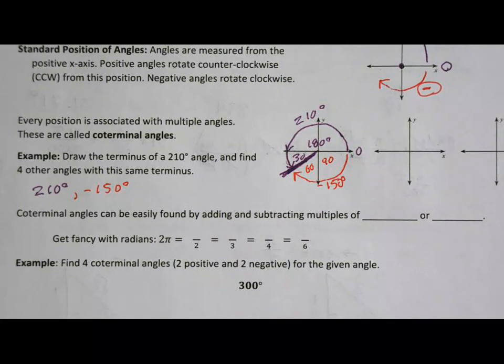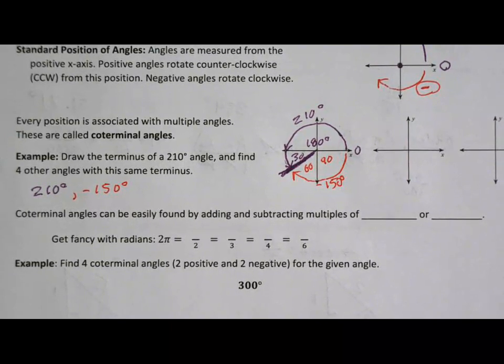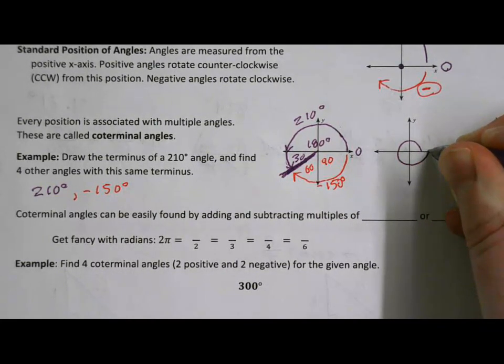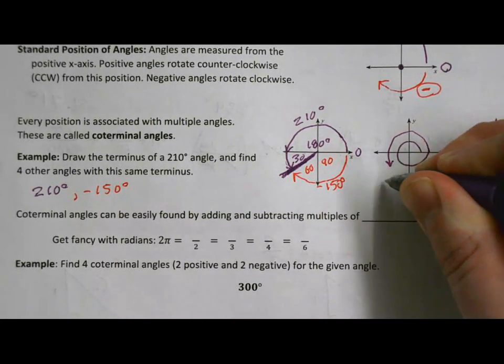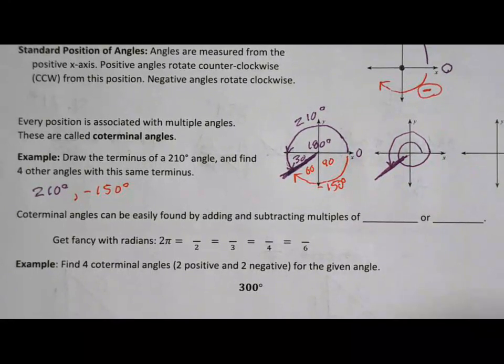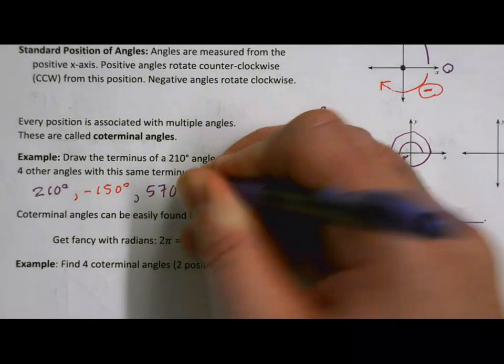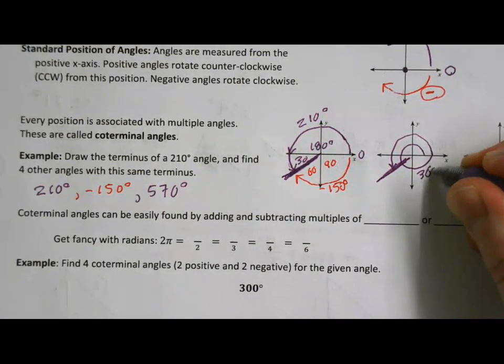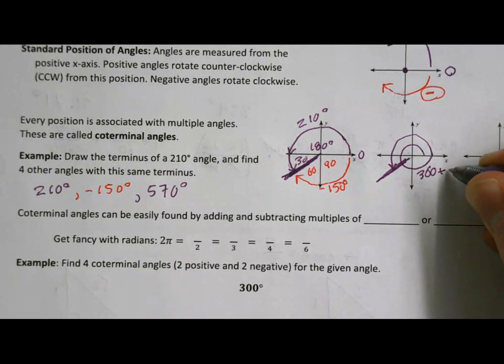So 210, negative 150 get us to the same spot. But wait, there's more. There's some other angles that would also get us to that spot. What's another one? Think big. 570. 570, that would be all the way around. There's 360 plus another 210. Yes, indeed, that would get us there, wouldn't it? So a 570 degree angle would also get us there. 570, that's 360 plus 210.